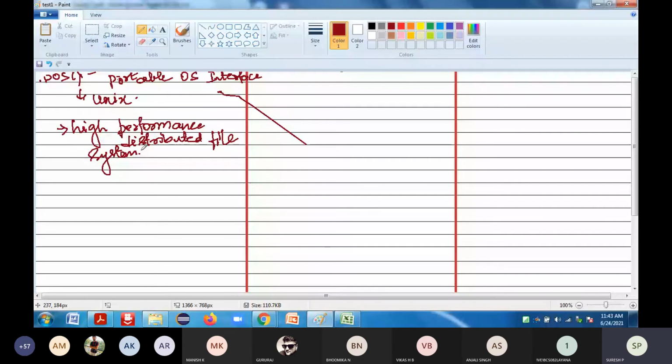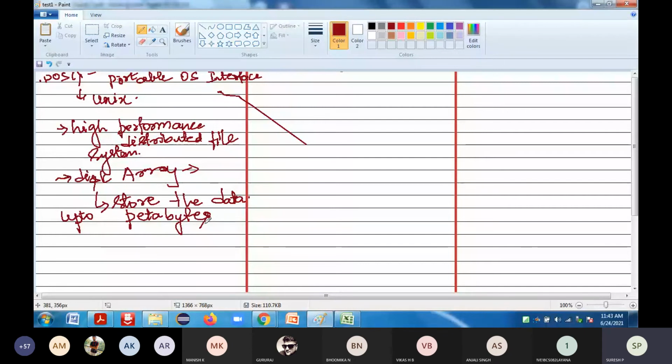So what is a disk array? It is an array of disks used to store a large amount of data. Whatever disk array you have, that disk array is going to store the data, up to petabytes. It will store data up to petabytes.